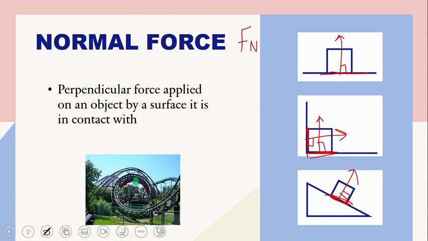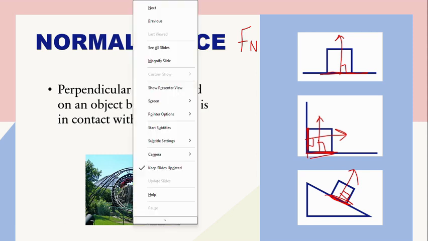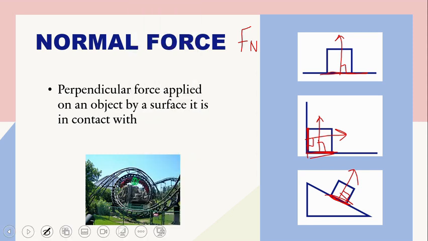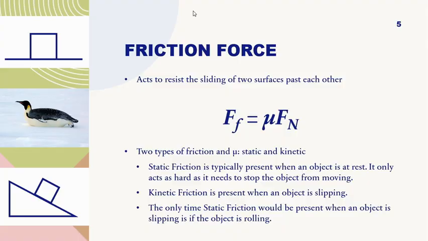The cart, sorry about that, technology. The cart touches the track like this. And since we know the normal force acts perpendicularly to how the two objects touch, we know that it would look something like this. Now let's talk about the friction force.